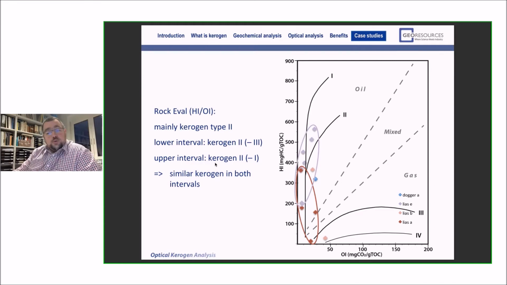So the lower interval is mainly made of Kerogen type 2 with a tendency towards 3, and the upper interval is Kerogen type 2 with a tendency towards type 1. But in general, both are mainly made of Kerogen type 2, and have a relatively mixed field here in the middle. So from this, RockEval would tell us, okay, they are mainly very similar types of Kerogen in both shale intervals, and so they should both contribute to the current oil systems.